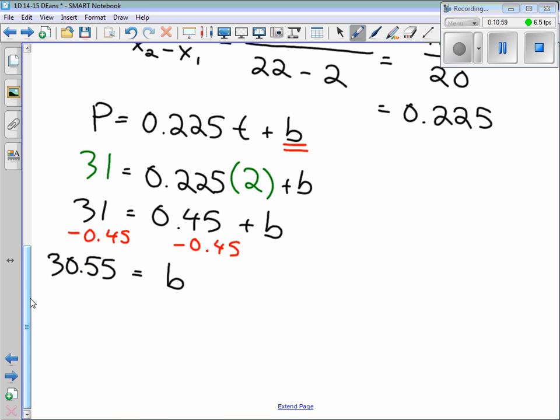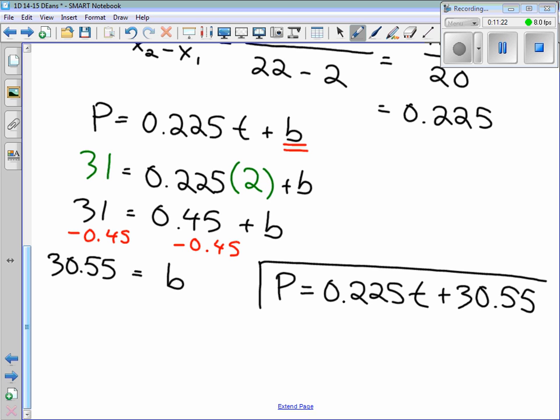Good question. But if I use that point that I'd taken to use for my slope, I can now put this all together. And my population model is p equals 0.225t plus 30.55. Okay. That is my algebraic model for the population, or for Alvin's data.